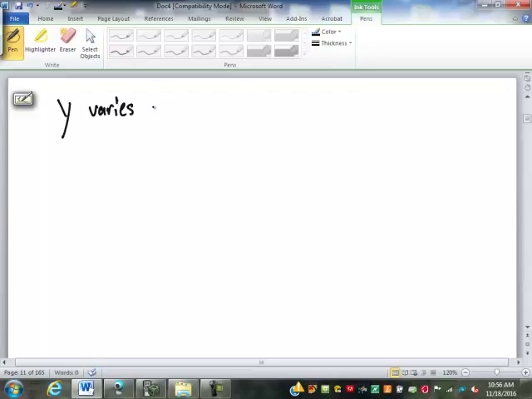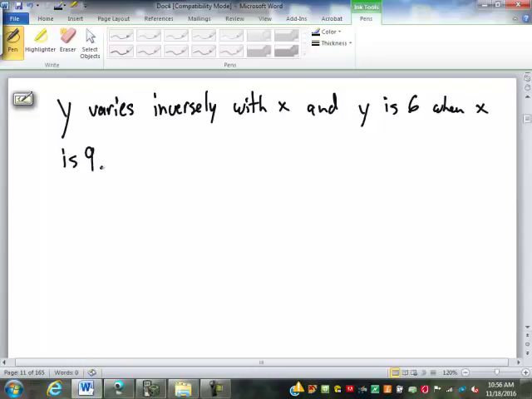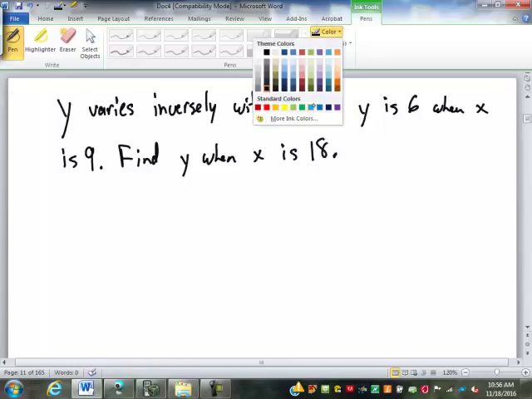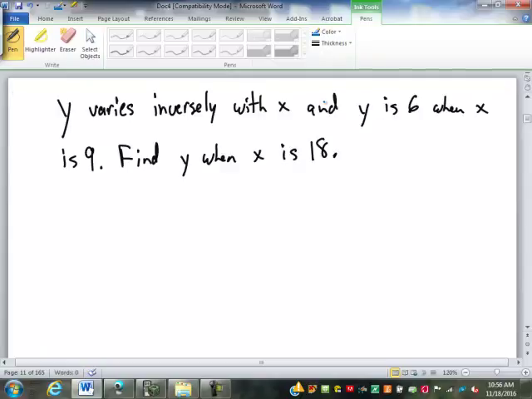So if we're told y varies inversely with x, and y is 6 when x is 9, find y when x is 18. So just like before, we'll start out with the relationship. Y varies inversely with x. So that's telling us y equals k divided by x.